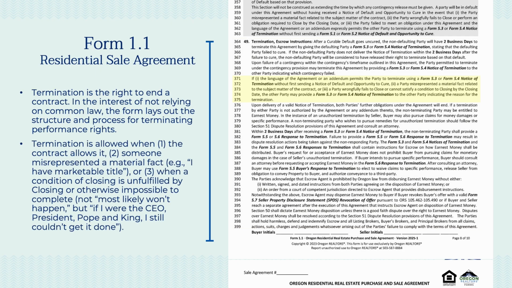Go straight to termination, no problem. Termination is allowed when someone misrepresents a material fact. So for example, I have marketable title. If you don't have marketable title, that's a material lie. That is big fraud, and that's a reason for termination.